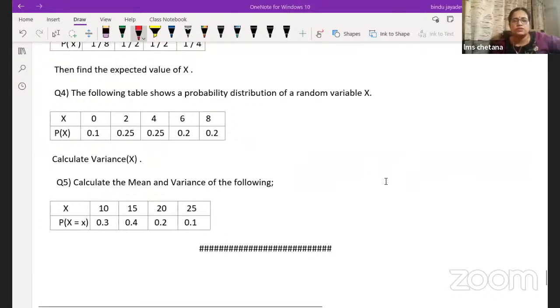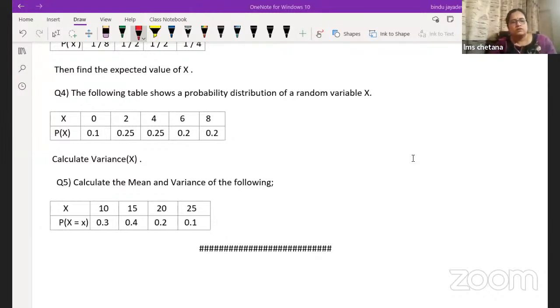These two questions you can take as practice questions. It is on the screen, 4 and 5. Third, leave it, that won't come. You can practice these questions.